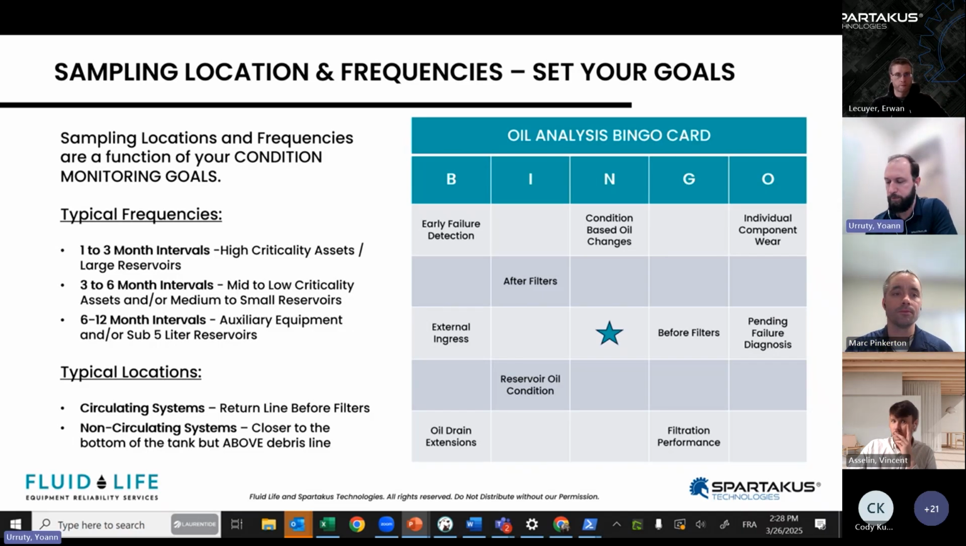Just one additional thought here, Mark. When I talked earlier about the PF curve, I said from the onset of failure to the failure might be a couple of weeks or a couple of months. Well, this is where these typical frequencies are important, right? So 1 to 3 month intervals give you the ability, if the real PF interval is 3 months and you sample every month, it gives you enough opportunities to see the change and evolution of debris or the contamination or the chemical degradation.